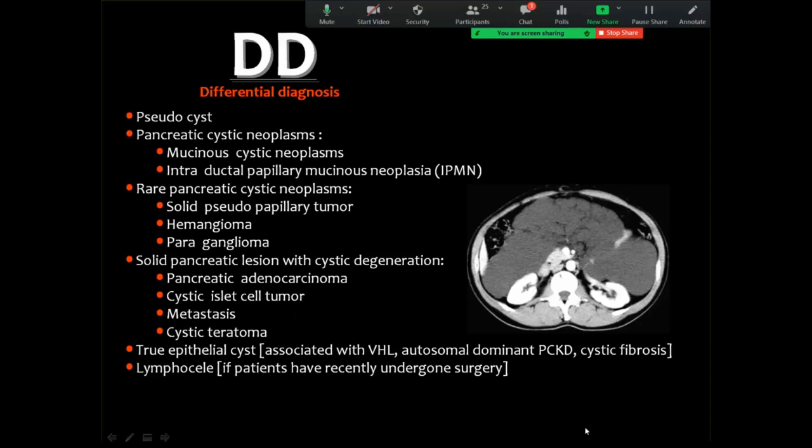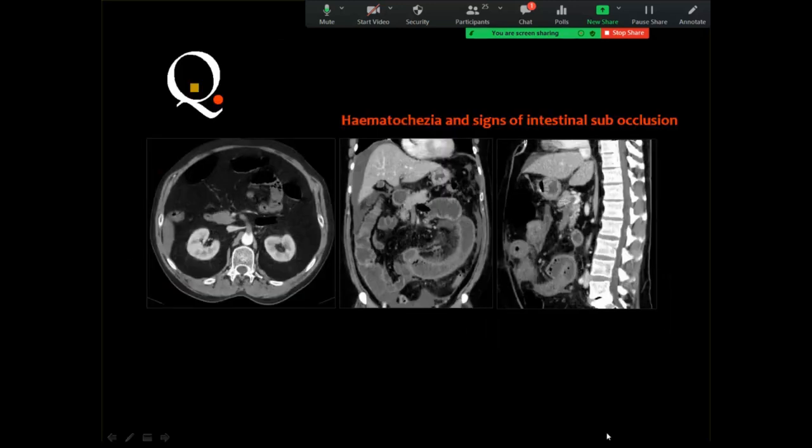Also, you get true epithelial cysts like those seen with von Hippel-Lindau or autosomal dominant polycystic kidney disease, and the lymphocele if there is a history of surgery. This patient had hematochezia and signs of intestinal subocclusion.